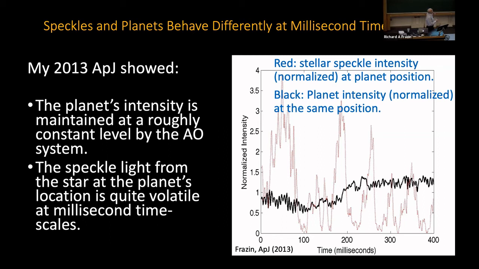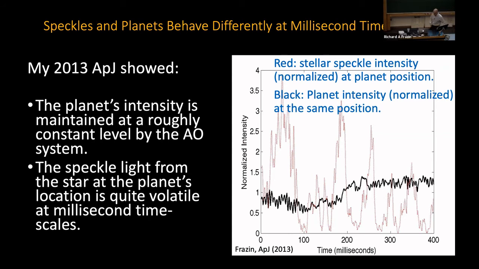I normalized both of these curves to have a mean of 1 in the graph so you could see them both. But again, the planet light isn't changing very much on this millisecond time scale, but the starlight at that planet pixel is.